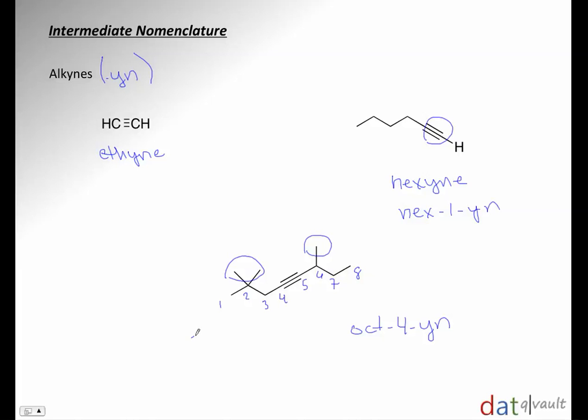So it's going to be 2,2,6-trimethyloct-4-yne. Since alkynes are linear, there are no cis-trans or E/Z configurations around alkynes.